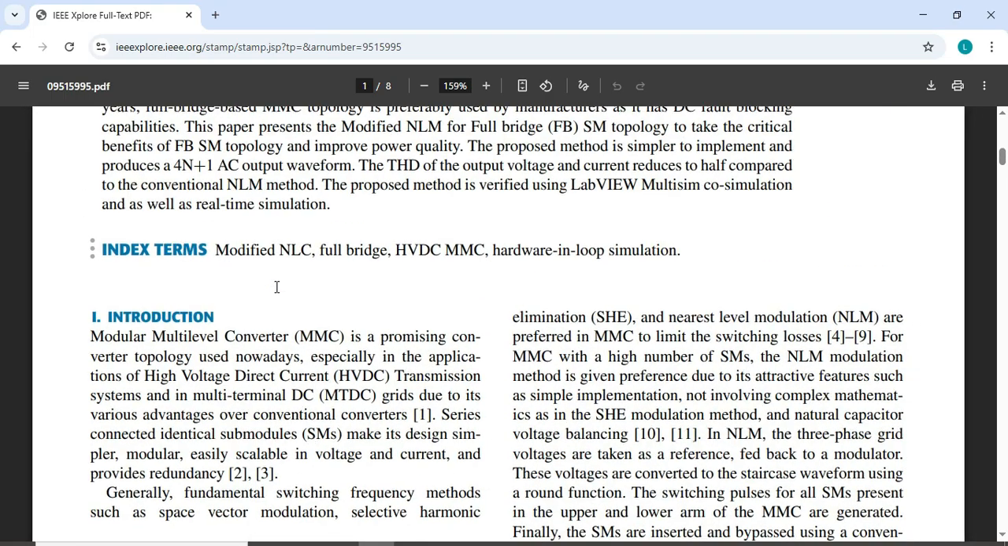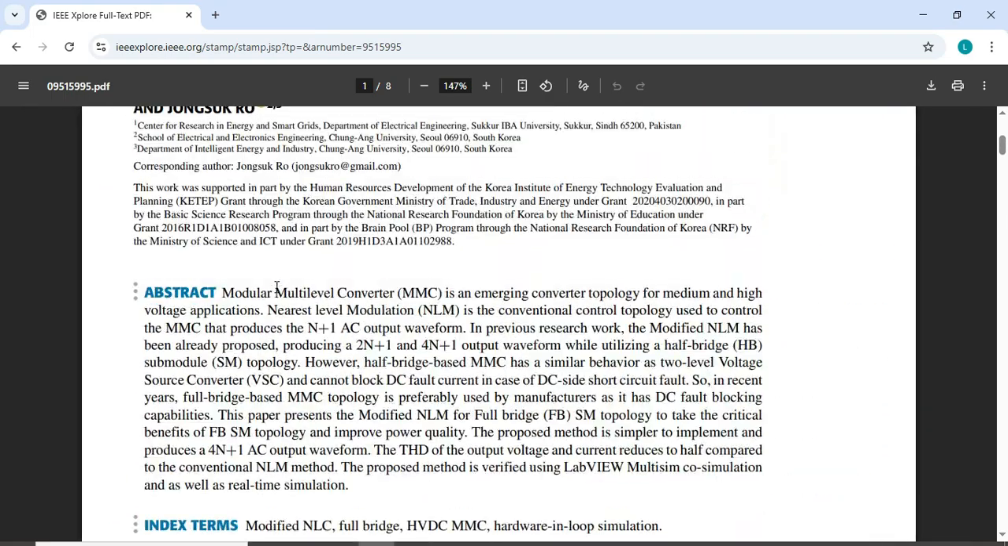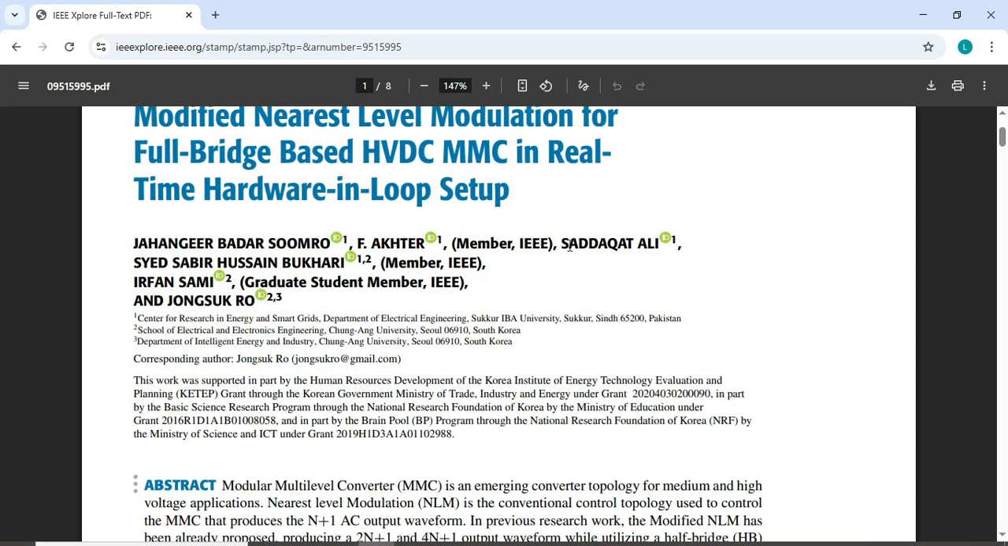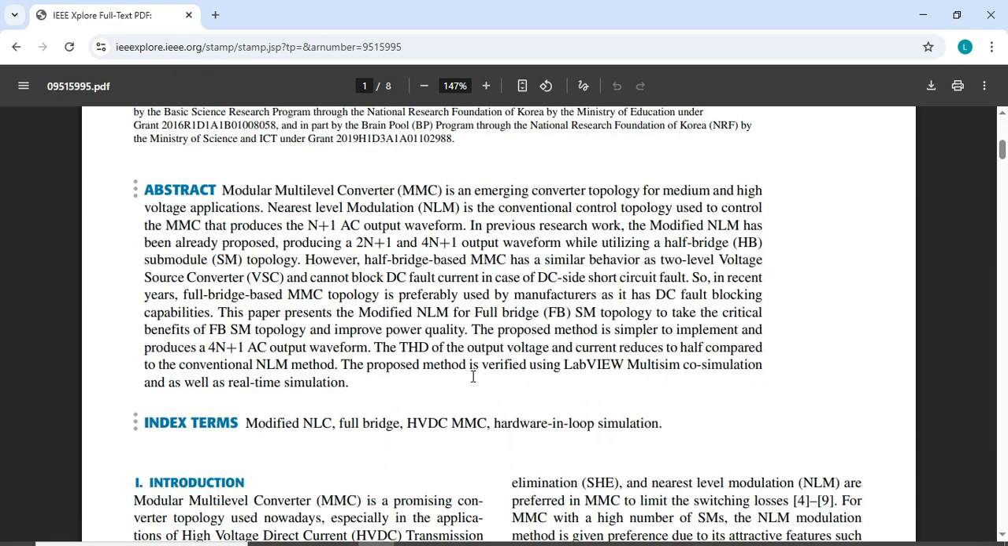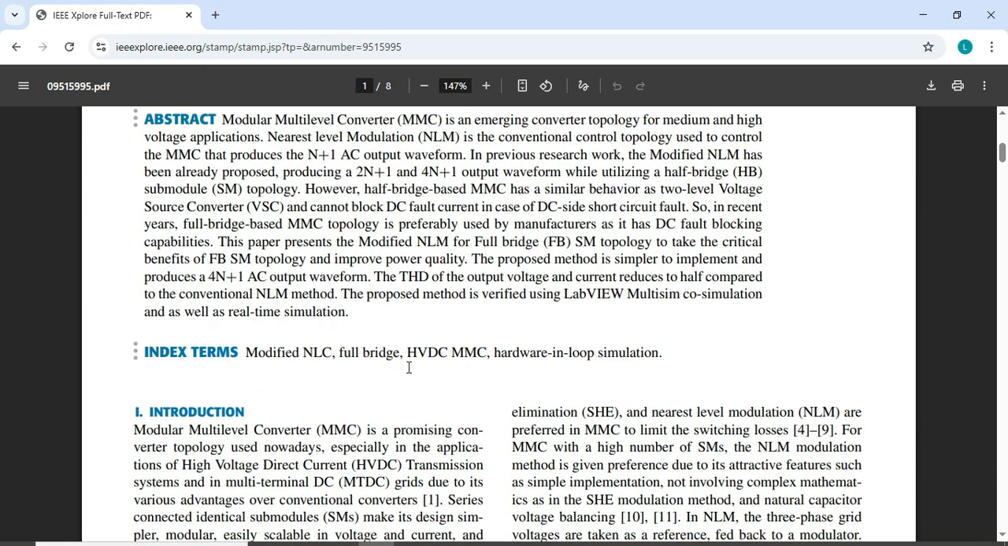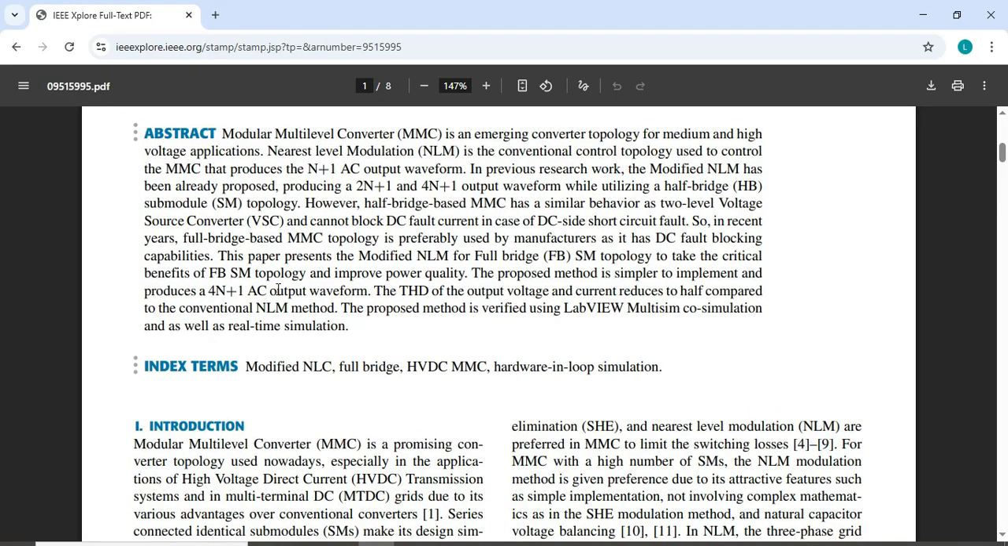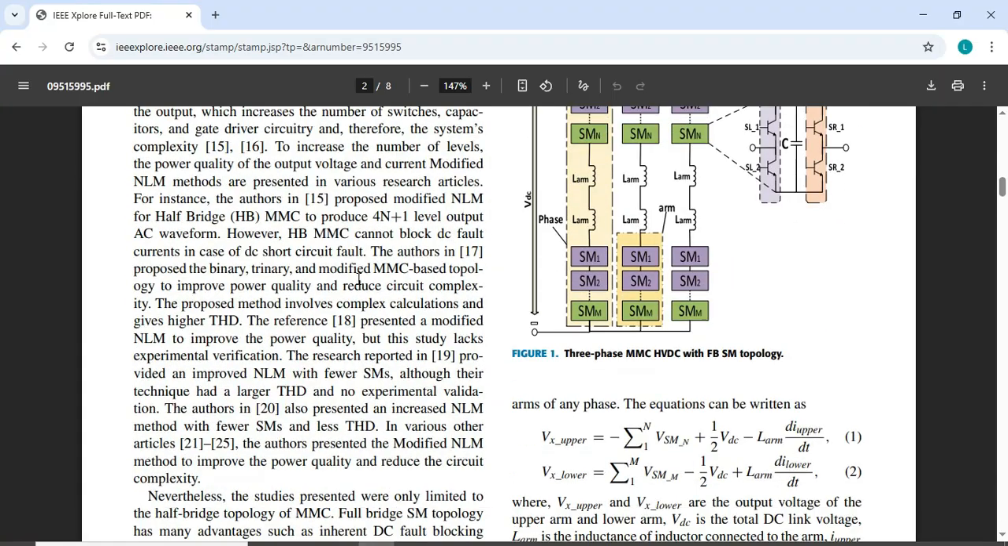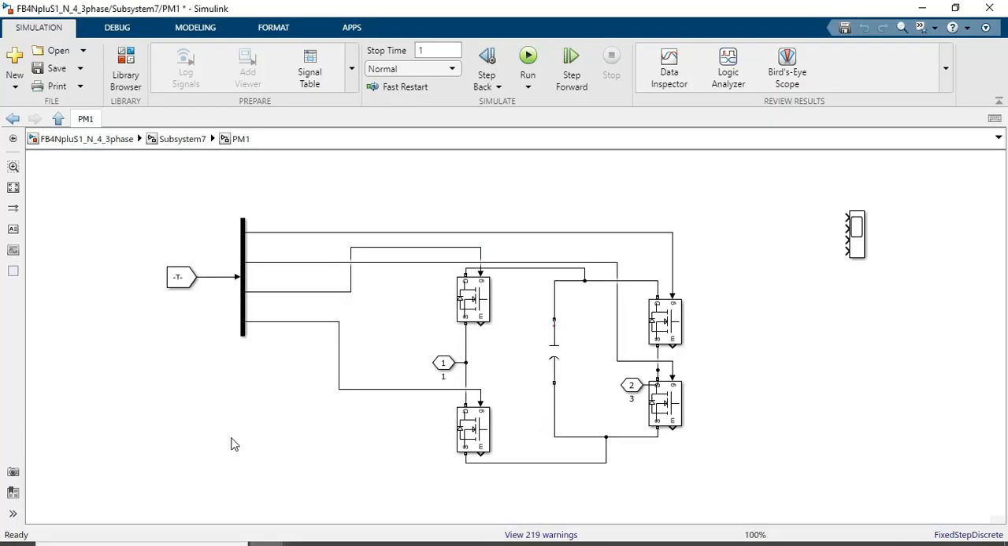So this is my paper in which I have described the modified nearest level control. This was totally developed by me when I was working way back in 2021. Okay, so let me show you the model. So this was the model.